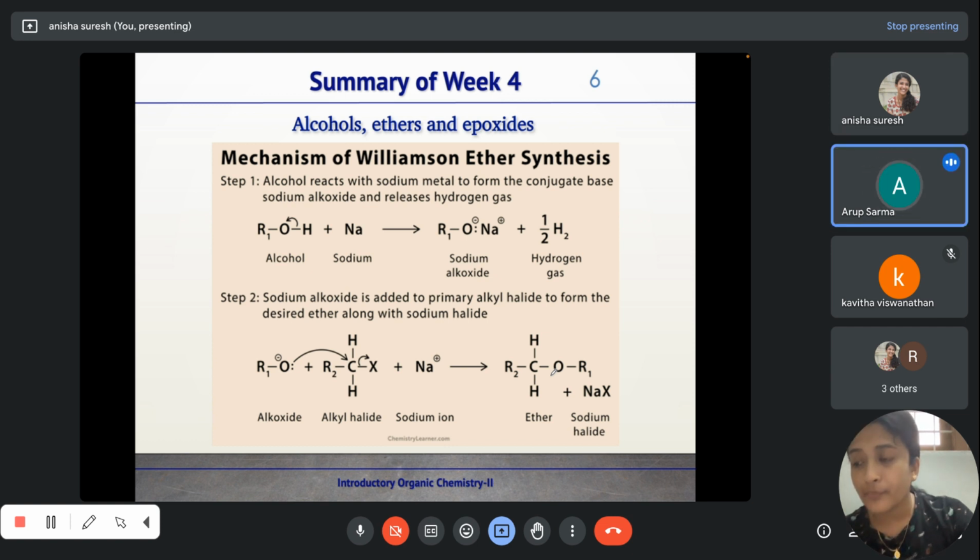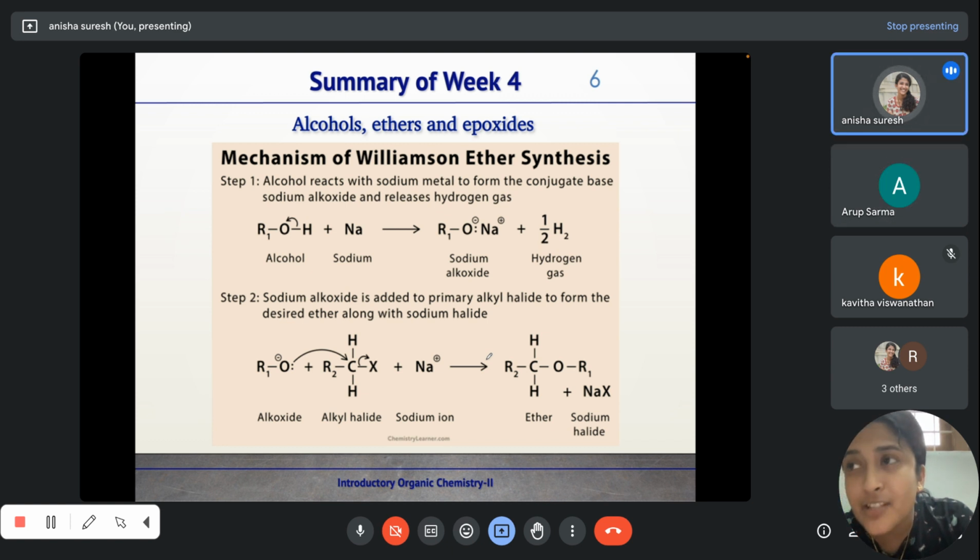Can a secondary halide also give ether? Yes, it can give ether, but the reaction rate will be lesser.